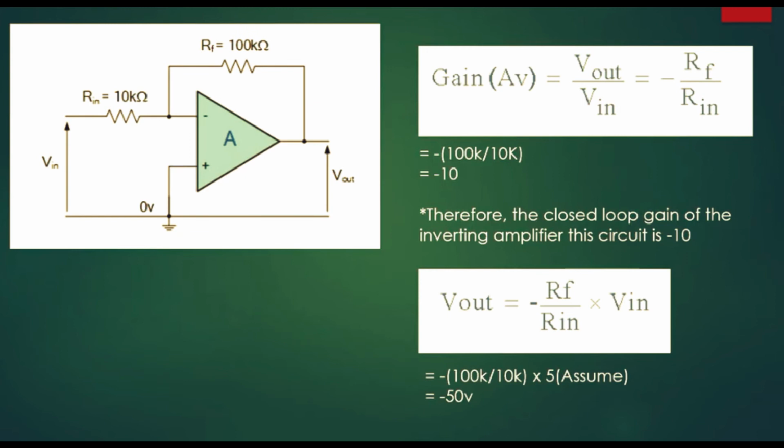As for question C, this is the closed loop voltage gain and the input impedance. The formula of gain is negative Rf over Rin. As for Vout, the formula would be negative Rf over Rin times Vin.